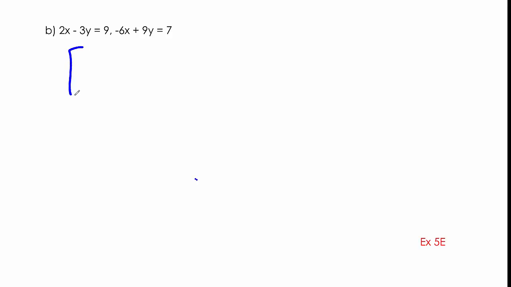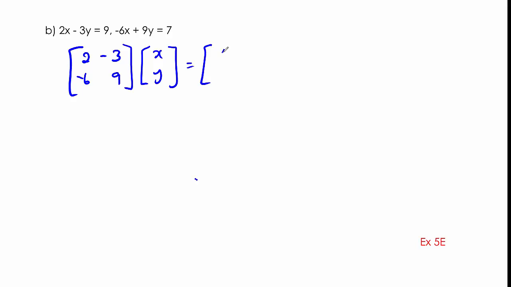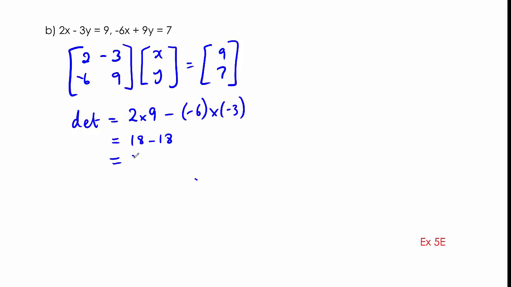So if we look at this one, we get 2, negative 3, negative 6, 9, x, y equals 9, 7. Now when we look for the determinant of the matrix, we've got 2 times 9, take away negative 6 times negative 3, which is 18, take away 18, which is 0. So actually this is a singular matrix, and therefore we can have no solution because we can't find an inverse. In actual fact, if you look at these two, they're parallel lines.